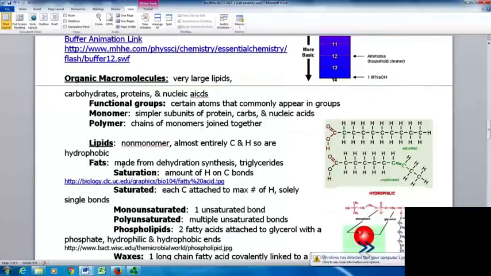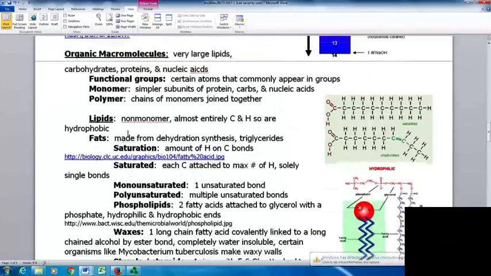Lipids are the first example that we use here, and they are actually a non-monomer. They're almost entirely carbon and hydrogen, so they are hydrophobic. Fats are made from dehydration synthesis. They're going to include your triglycerides.